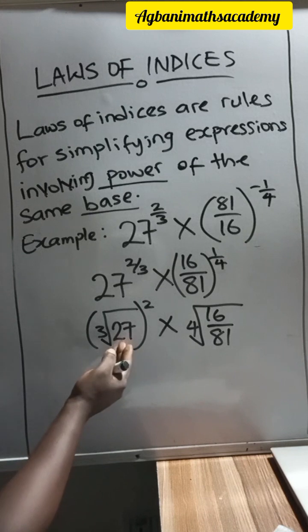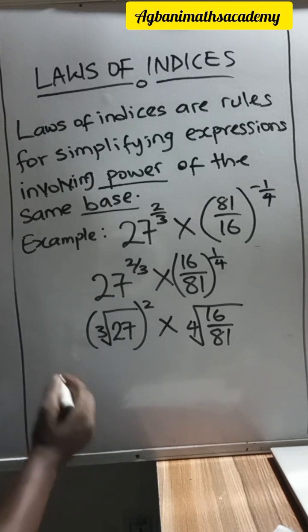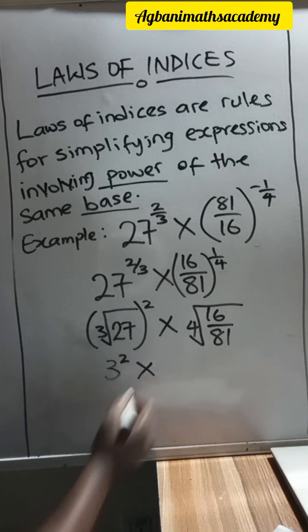So first of all, let's go back here. Cube root of 27 is 3. The number that will multiply itself 3 times to give you 27 is 3. 3 multiplied by 3 is 9. 9 multiplied by 3 is 27. So we now have 3 to the power of 2 multiplied by.